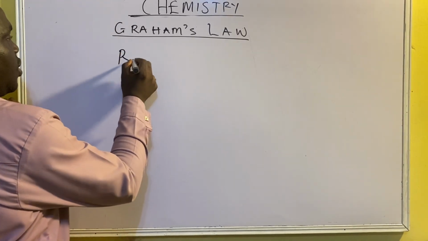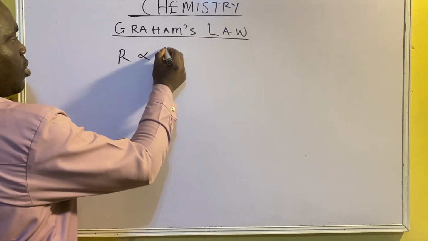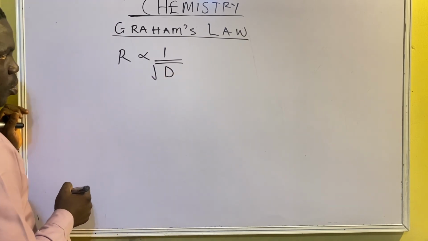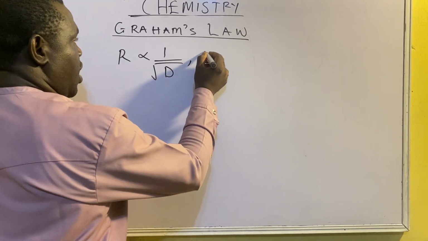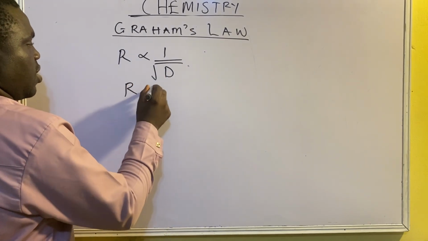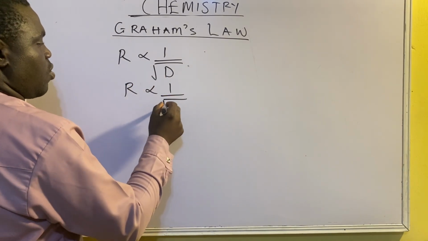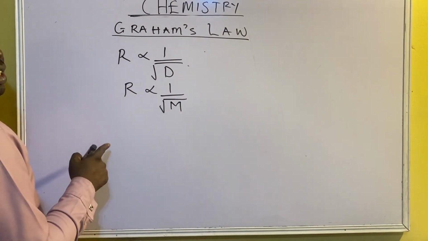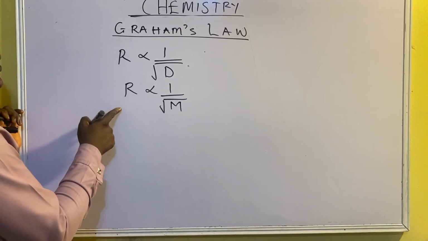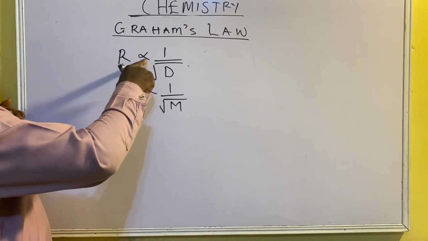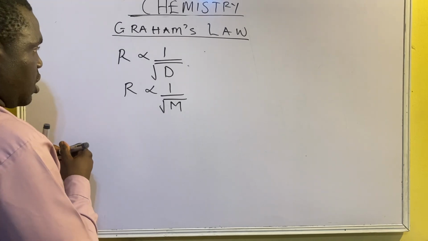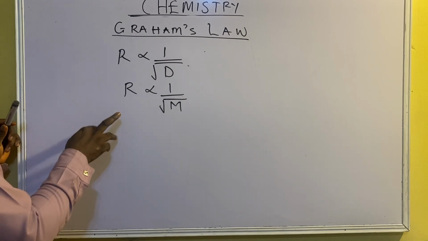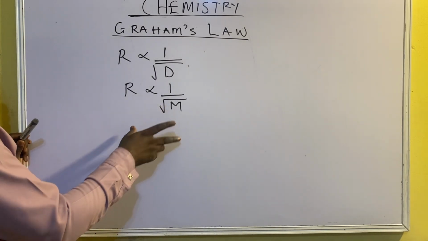The law states that the rate of diffusion of a gas is inversely proportional to its density. Or you could say that it is inversely proportional to its molecular weight. So either this or this, but we use the first one and we relate it with this. So this is what you have. It says that the rate of diffusion of a gas is inversely proportional to its molecular mass as well. Now, it therefore means that there's a relationship between diffusion and molecular mass.